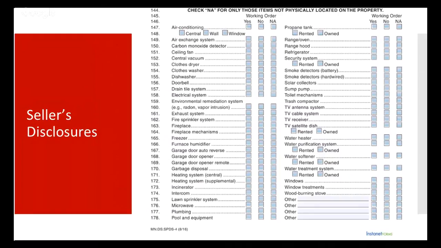Do you ever have people ask you what the electrical system is? Oh yeah. Hey, yeah. I just assume it's electrical. Right. Like electrical wiring, your breaker box and all that jazz. Yeah. So what's a drain tile system?